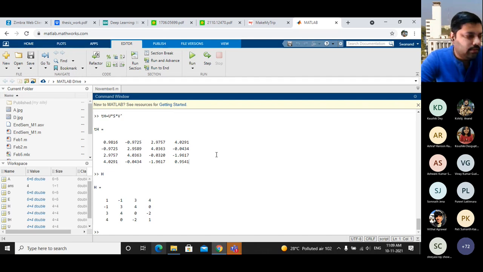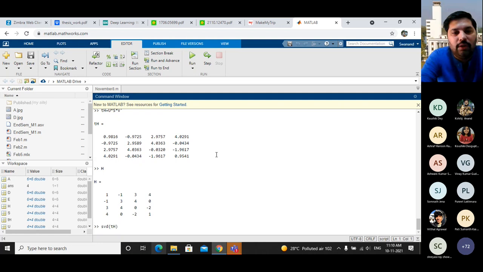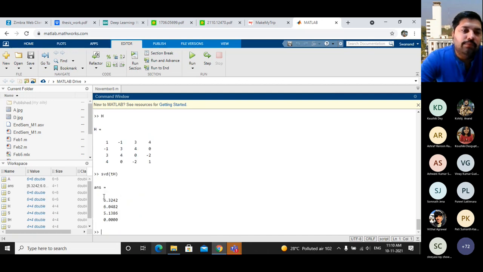Yes, sir. Sir, can you print the singular values of the modified matrix? Singular values of the modified matrix. Okay, SVD, only singular values, and not print vectors. These are the singular values. Just a minute, it is taking time. Okay, my connection is gone. I'm using online MATLAB, so my connection is gone. Yeah, here you get it. The smallest singular value is 0, and these are the singular values of TH.